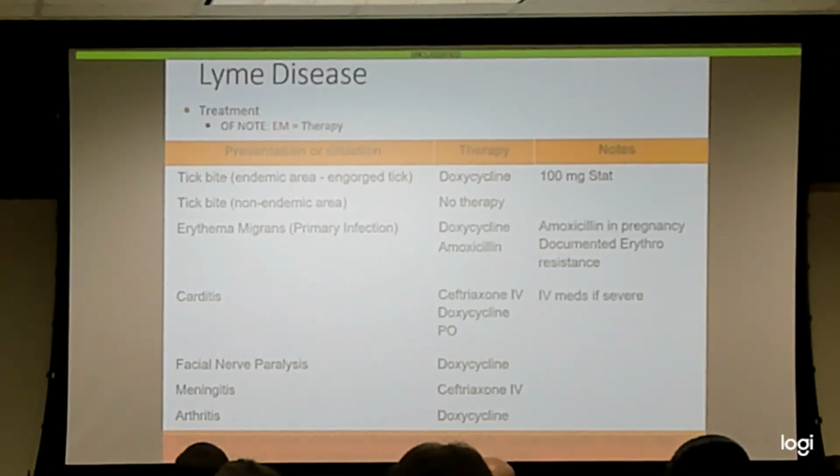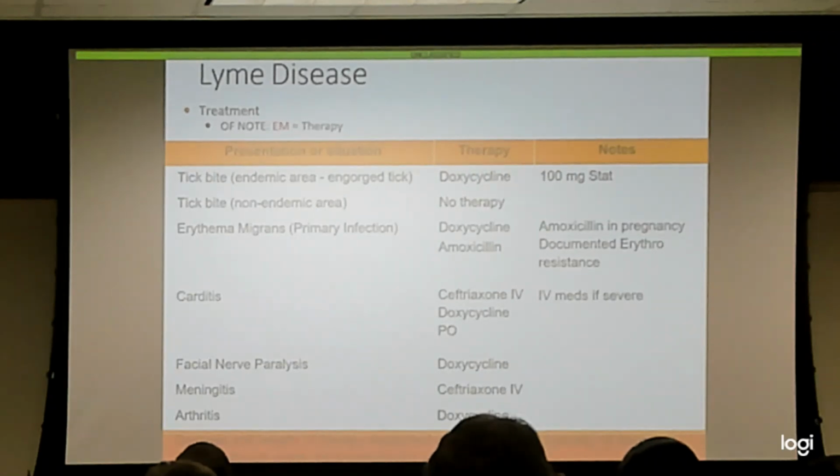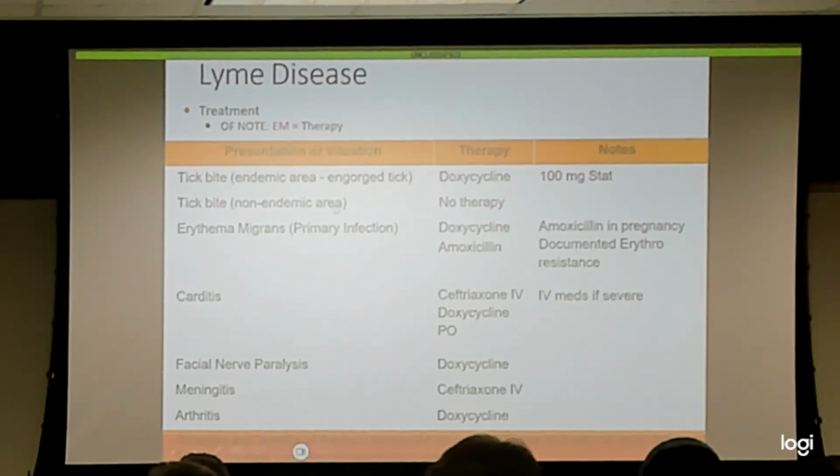You need to know this slide. Okay, depending upon what it is. All right, so this one, if you're in the endemic area, treat with doxy. If you have a tick bite but you're not in an endemic area, you don't have to worry about it. If you have erythema migrans and you have noted it, doxy. If you're pregnant, amox. If you have carditis, it will be ceftriaxone IV.